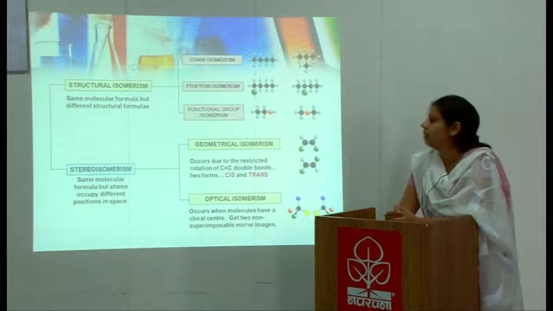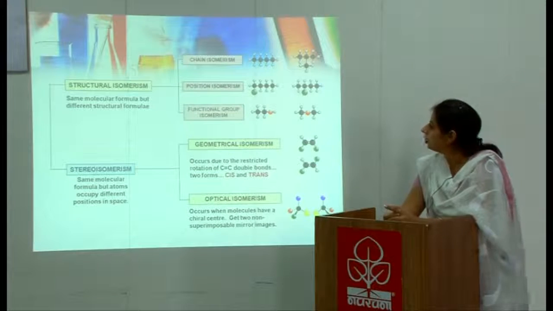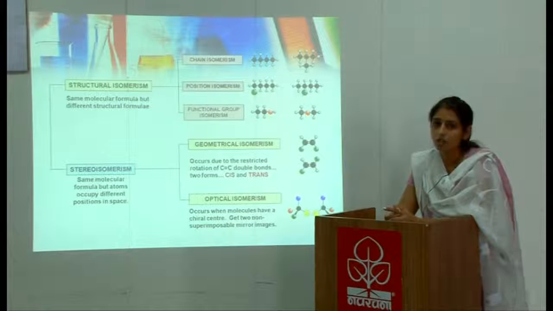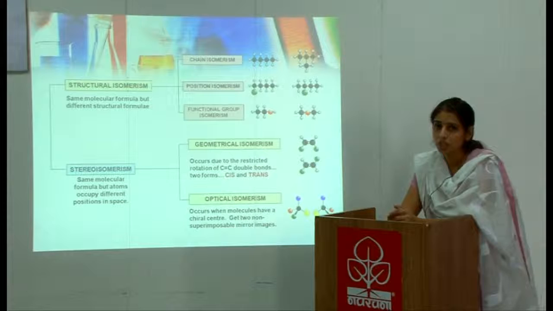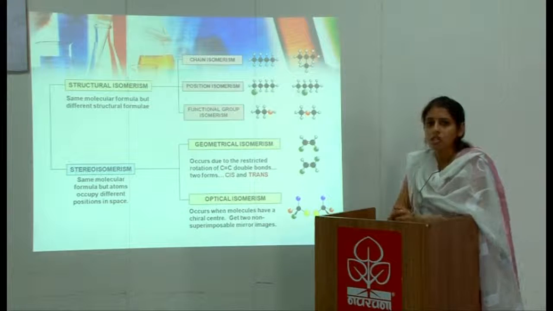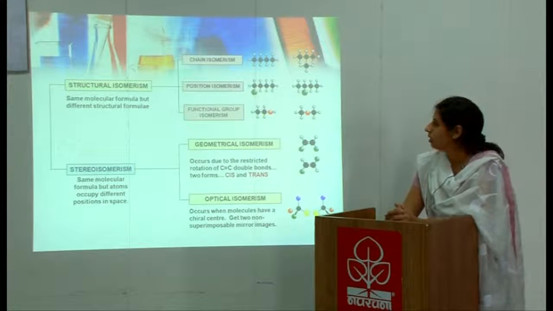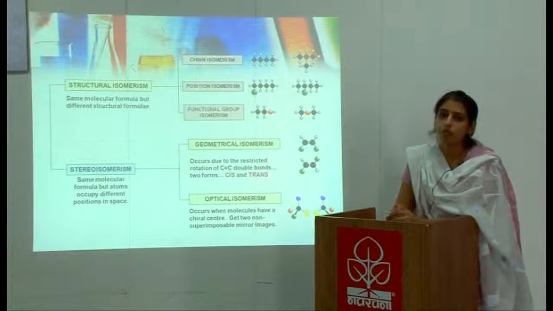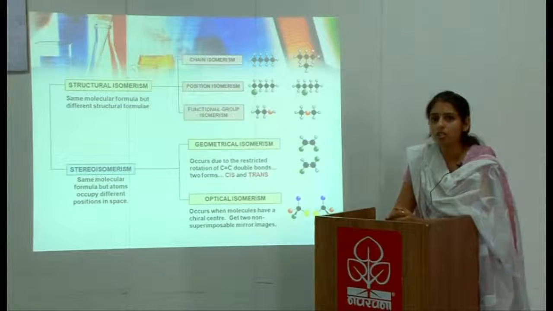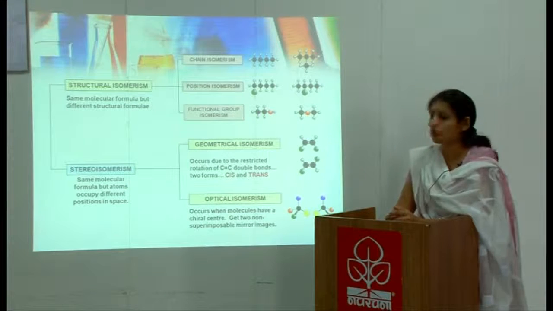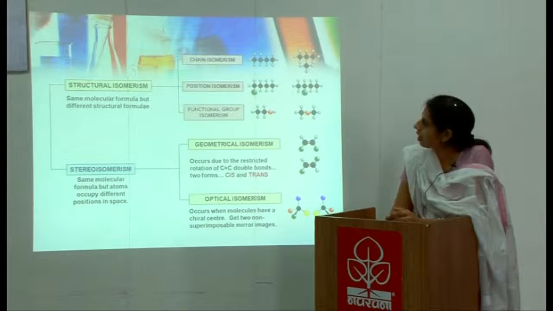The third one is functional group isomerism, which means a difference in the bonding of the functional group to the carbon atom. A very good example is nitroethane. In nitroethane, the nitro group is bonded to carbon through nitrogen, and the second one is nitrosoethane, in which the nitro group is bonded to carbon through oxygen. Another example is cyanides and isocyanides. In cyanides, the bonding is through carbon, and in isocyanides, the bonding is through nitrogen. So these all constitute structural isomerism.